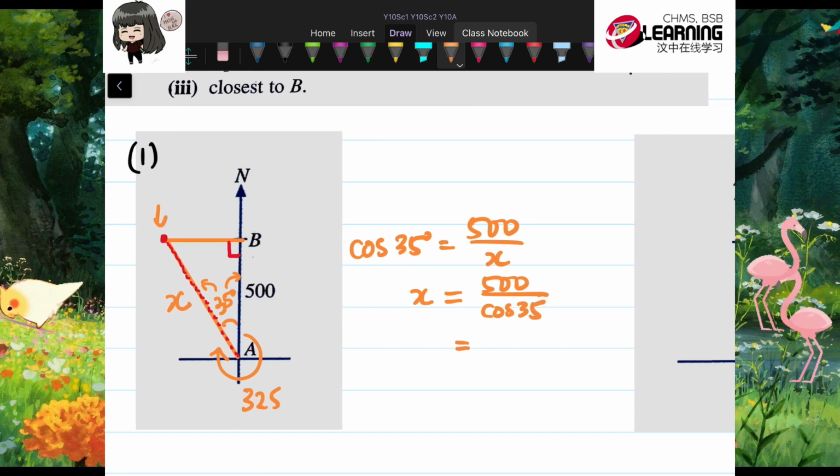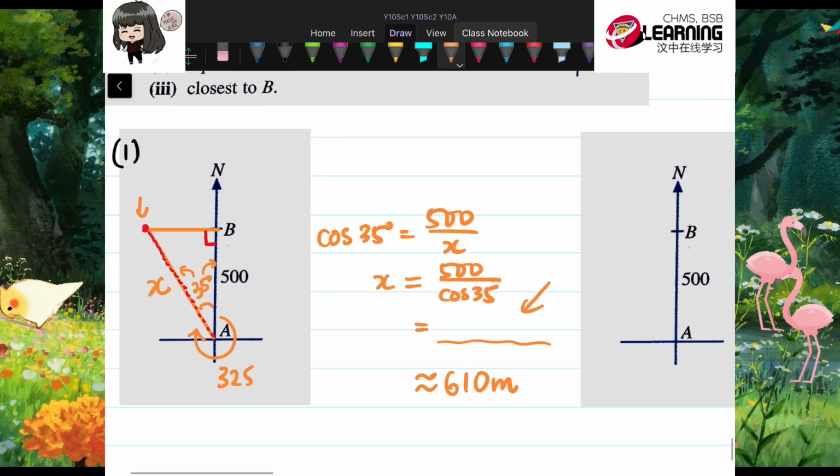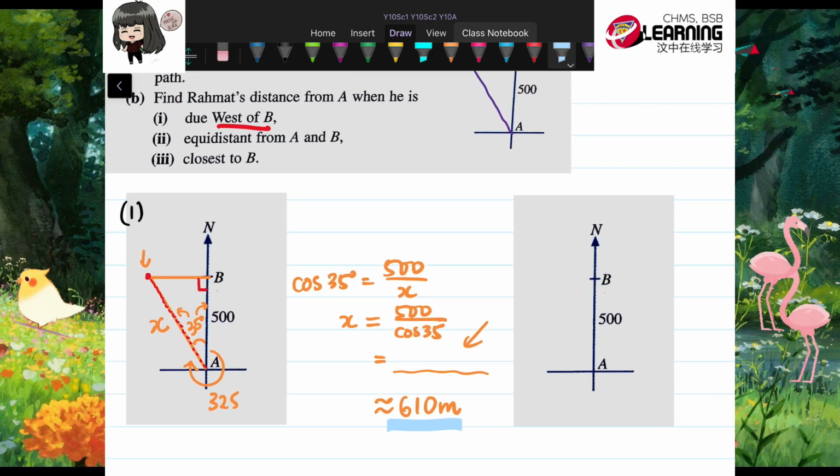Okay, you find the long answer. Okay, find by yourself. And then it's equals to 310 meter in 3 significant figure. That is the answer for part 1. Okay, let's look at part 2.